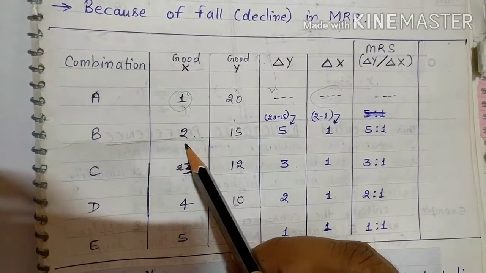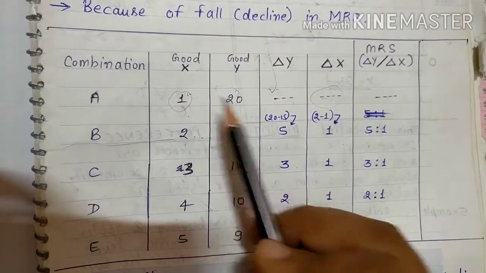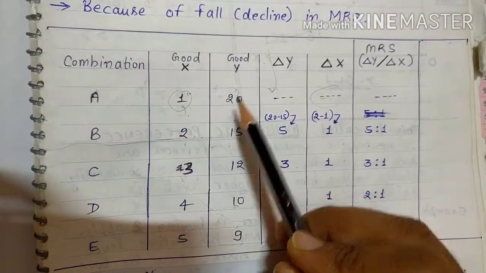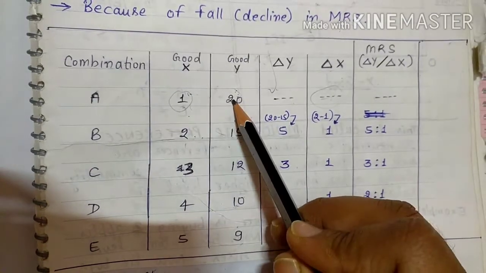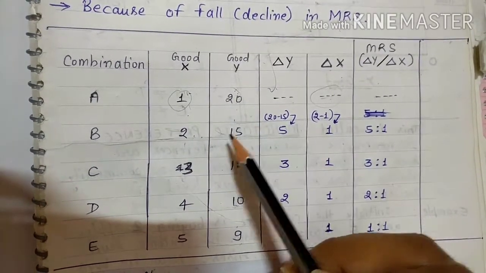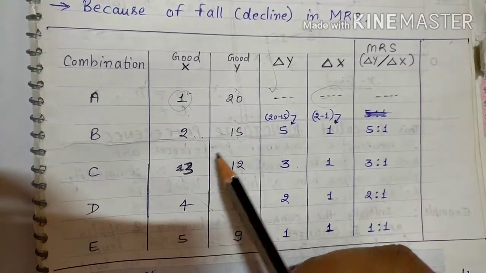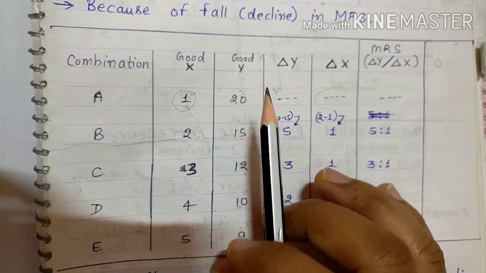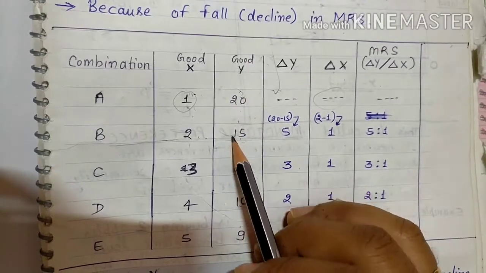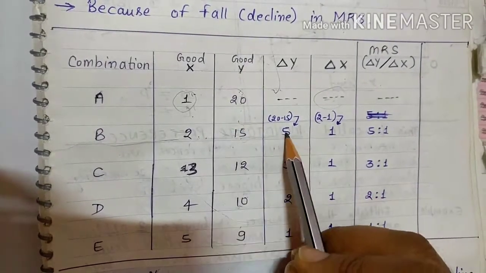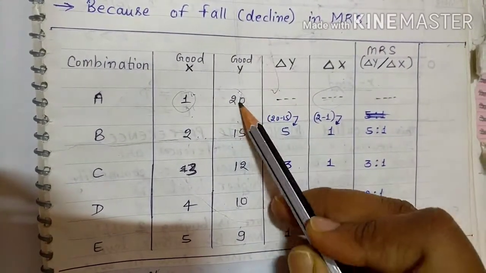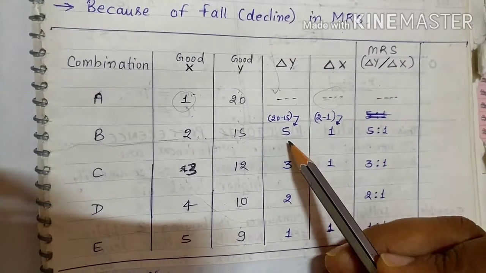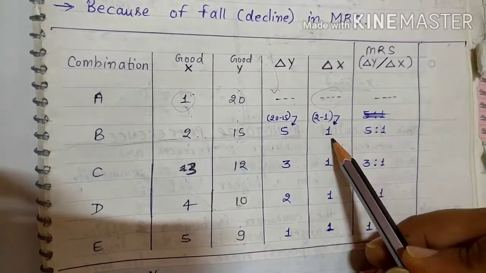Second, now current is 2 and previous is 1. For Y, current is 15 and previous is 20. Either we can do 15 minus 20 or 20 minus 15. Students will say, sir, 15 minus 20 will come as minus 5, but here we are ignoring the minus sign. So 20 minus 15 or 15 minus 20, it will be 5 only. So change in Y is 5, and change in X is 2 minus 1, which is 1.